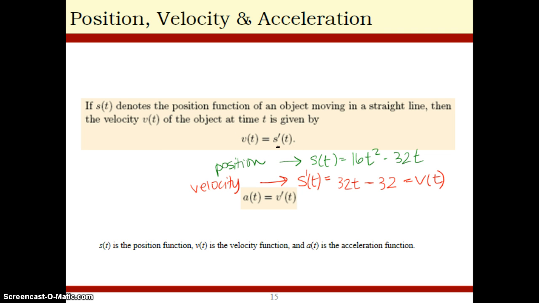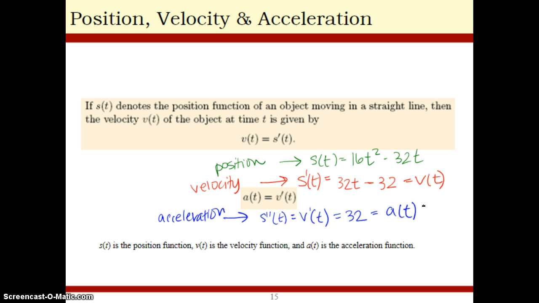Then, if you want to find the acceleration at a certain point in time, you take the derivative of the velocity function. So if you say s double prime of t, or you can say v prime of t, you're going to get the acceleration. In this case, the derivative of the velocity function is going to be 32. So this is the acceleration at that point in time, which we could call a of t.